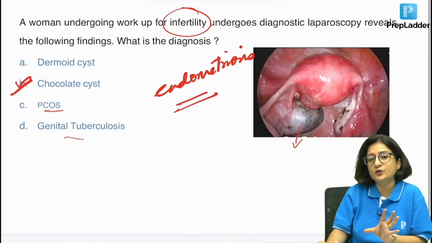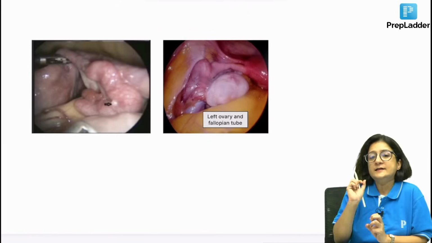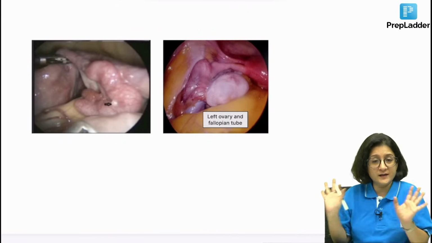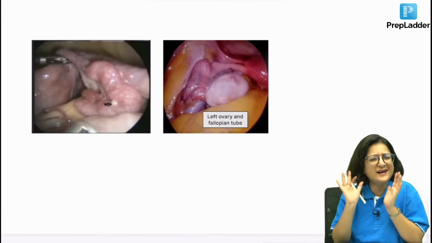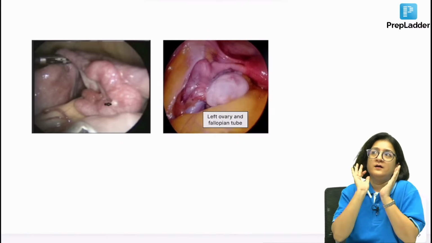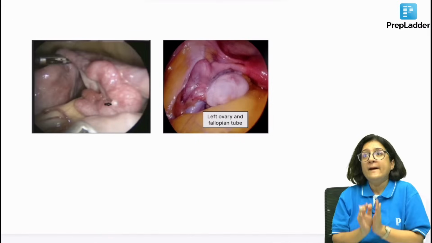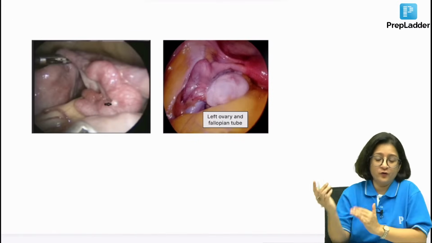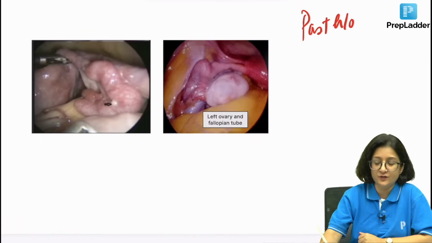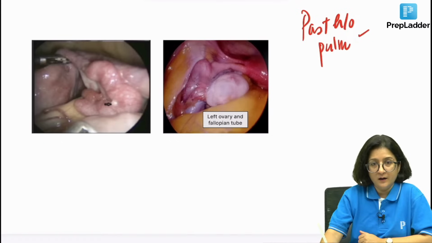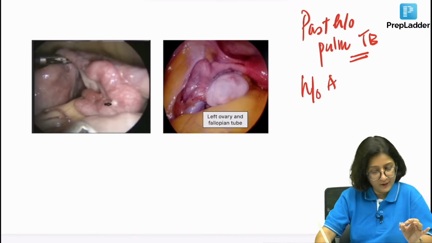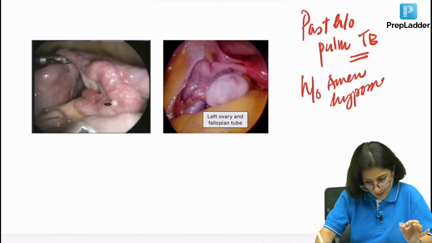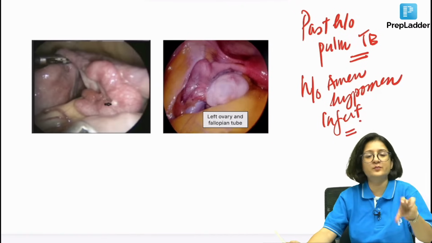See, in the options we had genital tuberculosis also, right? Genital tuberculosis also leads to infertility. See, genital tuberculosis is a very difficult diagnosis to make. Let me just point it out to you straight away: unless there is a very clear-cut clinical profile. The clue would be maybe a past history of tuberculosis, a past history of pulmonary tuberculosis. That would be a clue. Okay, and a history of amenorrhea, hypomenorrhea, right, infertility as well in that setting. So clinical context becomes important.